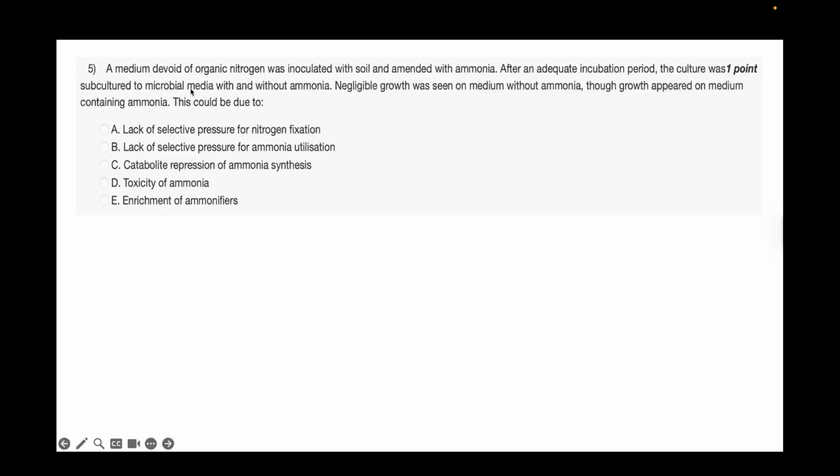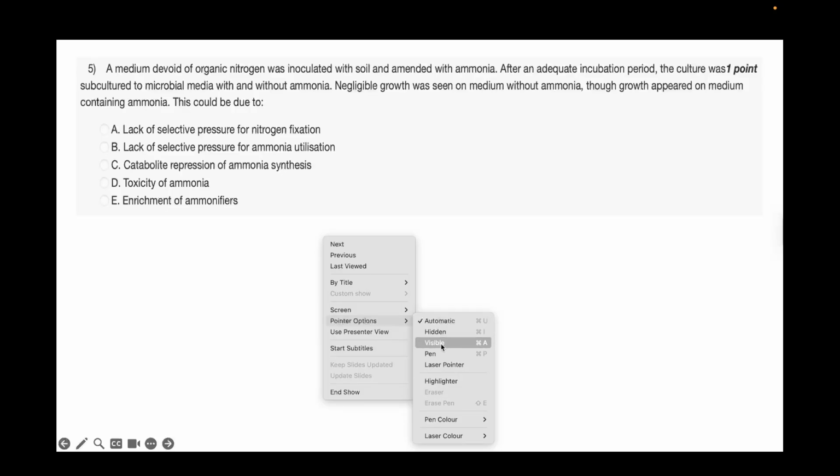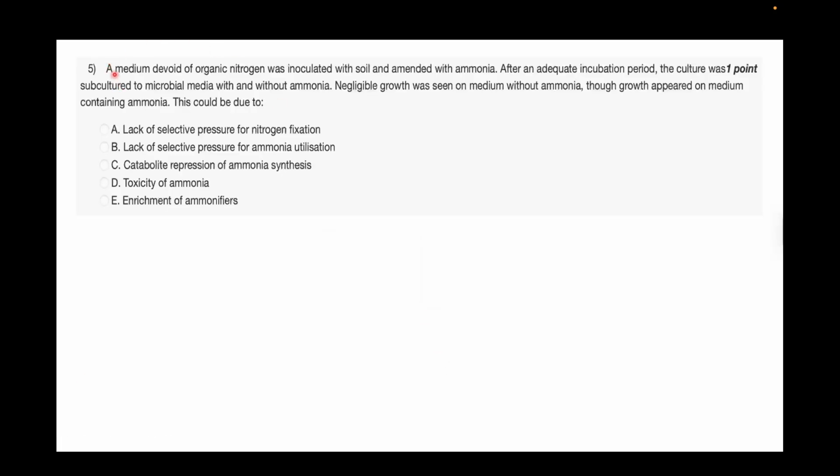A medium devoid of organic nitrogen was inoculated with soil. Let me use my pointer. Read the question very carefully. This is a long question. A medium devoid of organic nitrogen was inoculated with soil and amended with ammonia. Understood? Medium devoid of organic nitrogen, inoculated with soil, and ammonia was provided.